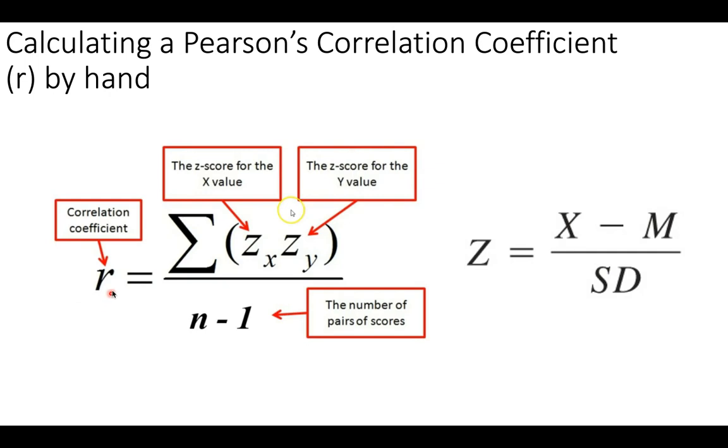So our correlation coefficient, we denote with a lowercase r. You'll often see it italicized. Sometimes you won't see it italicized. Basically the same thing. r is our correlation test statistic. The numerator of our formula is the sum of, right? This is sigma, and in math, this means the sum of the Z-score of an individual's variable X times the Z-score of that same individual's variable Y.